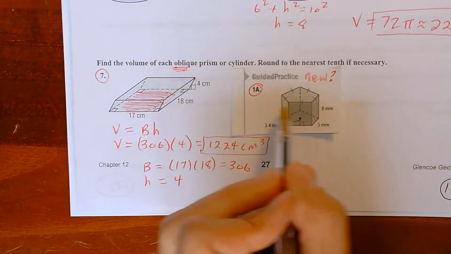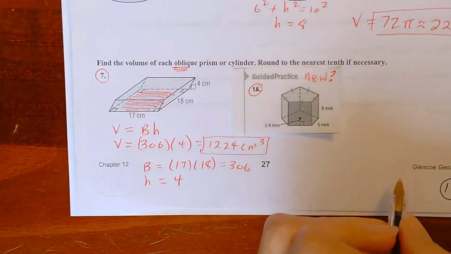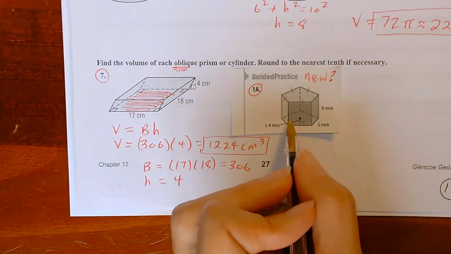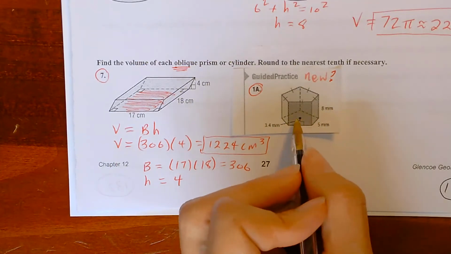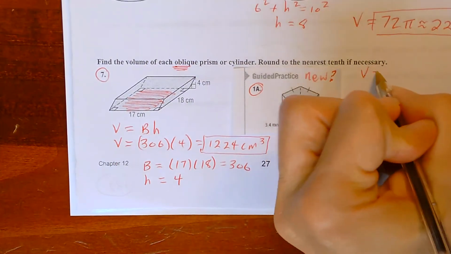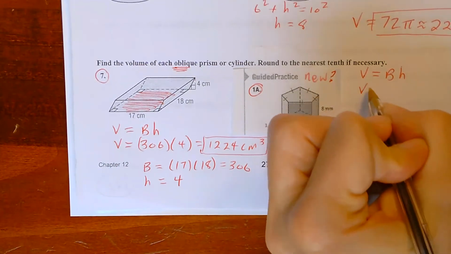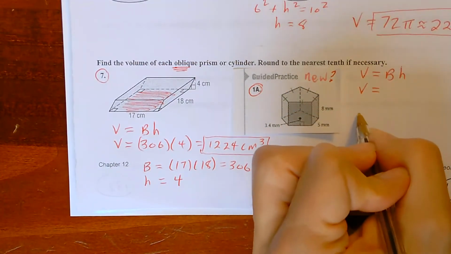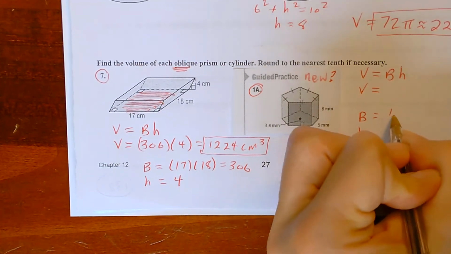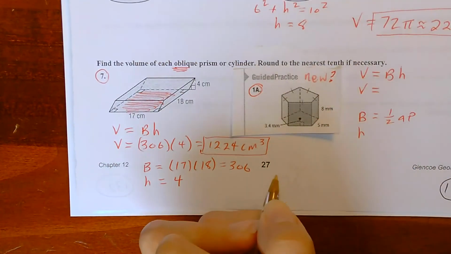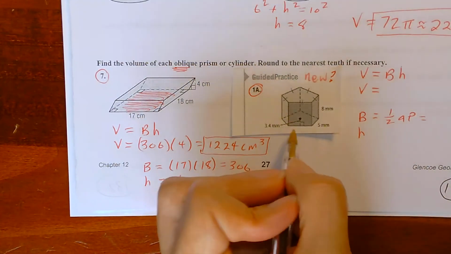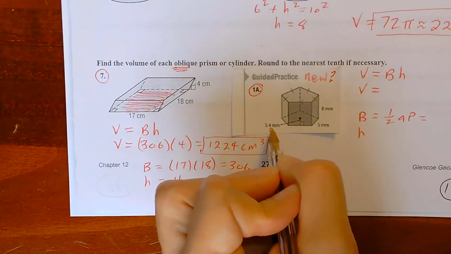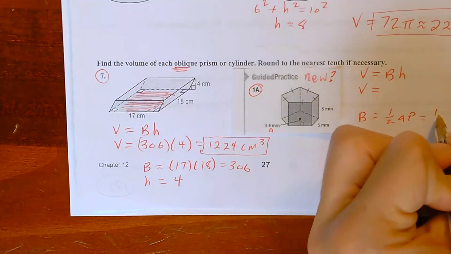Okay, now I added this one on here. So this is not oblique, but I brought this on here to show you an example of this. This is a prism with a pentagon base. So we're going to find the volume, which is area of the base times height. The area of the base is going to be 1/2 AP. Oh, they gave me the apothem, and I can find the perimeter. Oh, this should be pretty easy.